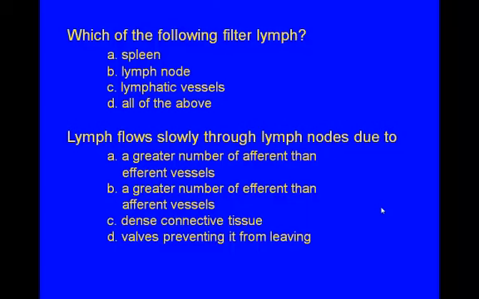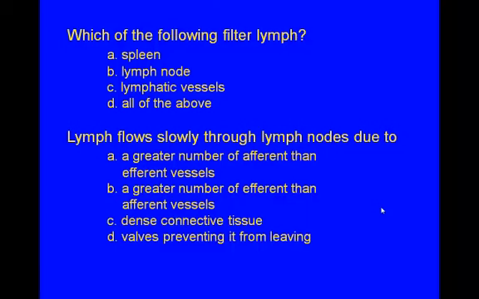Now, which of the following filter lymph? You have A, spleen, B, lymph node, C, lymphatic vessels, or D, all the above. The answer would be B, lymph nodes. Remember, spleens filter blood, not lymph. Lymphatic vessels aren't filtering anything, they're just carrying it.